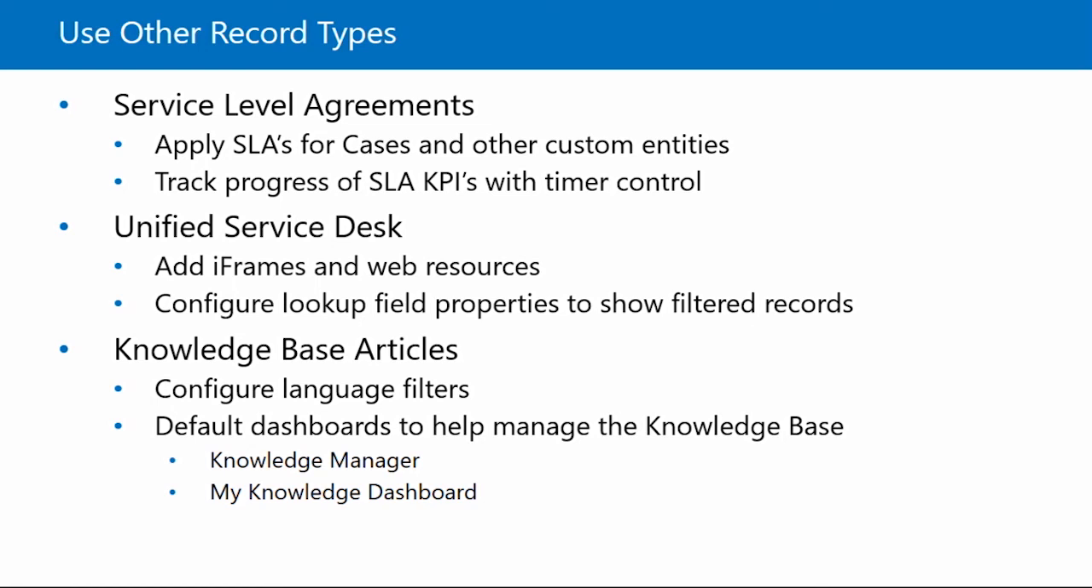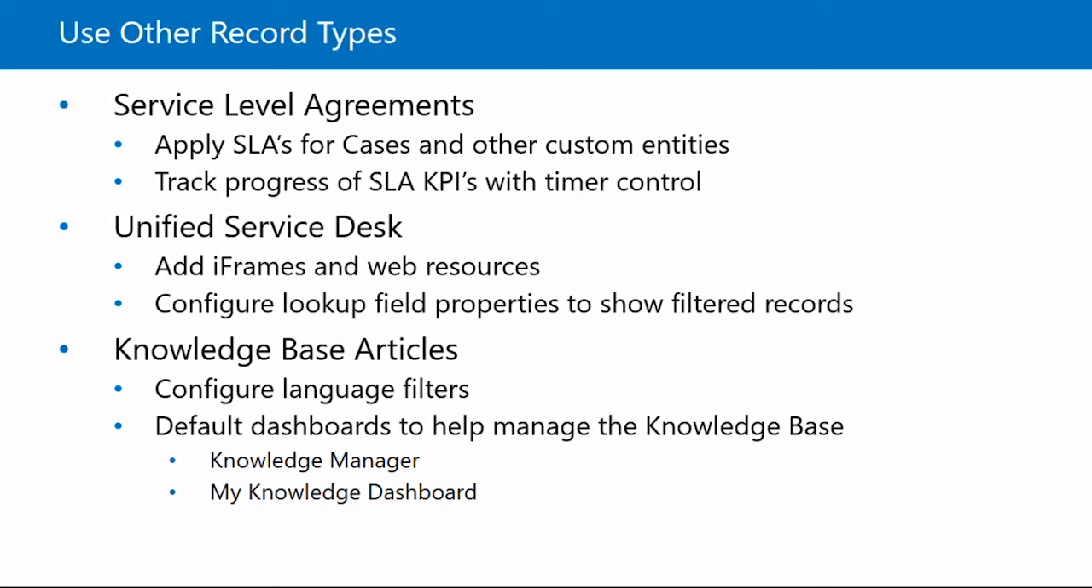Some of the capabilities include the ability to add iframes and web resources to the interactive experience forms to create extensibility scenarios and configure the lookup field properties to show filtered records in the interactive experience forms. The Interactive Service Hub can also enhance the use of knowledge base articles by allowing users to configure language filters in the knowledge base search panes so that customer service representatives can filter knowledge base articles based on languages.